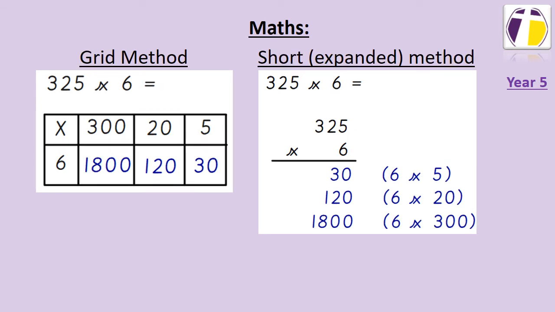I now need to multiply 6 by 300. In my grid method, I complete the answer in the final box, 1,800. In my short expanded method, I put my final answer at the bottom, with 6 multiplied by 300 on the side.